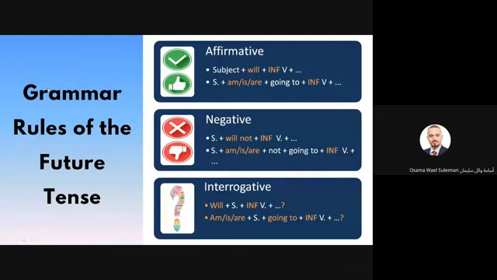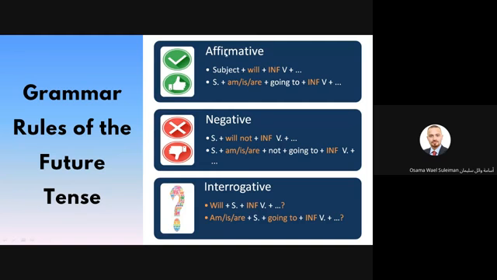Now we are going to deal with the grammar rules of the future tense. The same goes for the future tense as in the present simple. With the present simple, we had two forms: with main verbs and with verb to be. Here we have the form of will and the form of going to. We have a different structure for will and a different structure for going to.